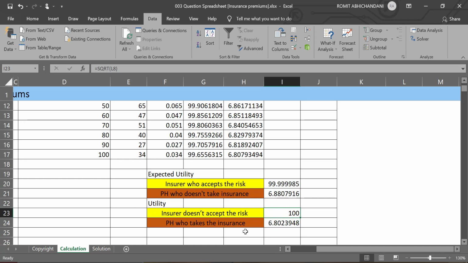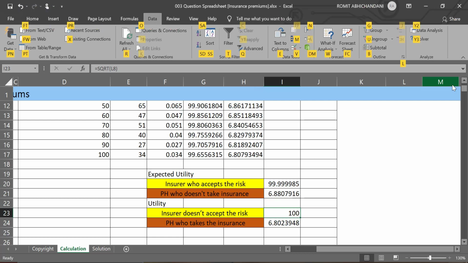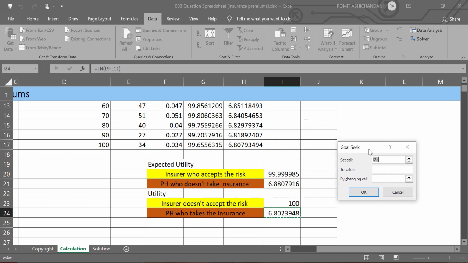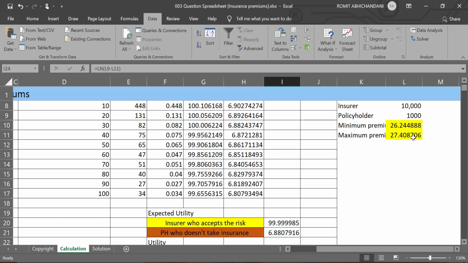Now, how do you get the maximum premium that the policyholder is willing to pay? It's again simple. What was our shortcut? Alt A W G. Okay, that's how you get it. Set this value to 6.88 by changing the maximum premium. Just taking this value 6.88, you get 27.40. So this is your answer. Yes, this is correct.